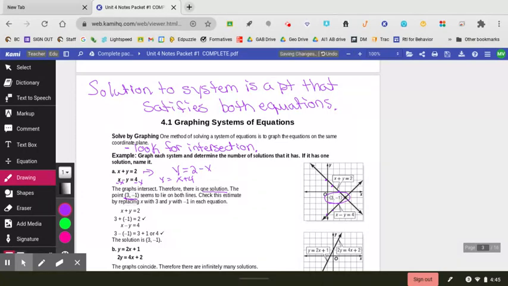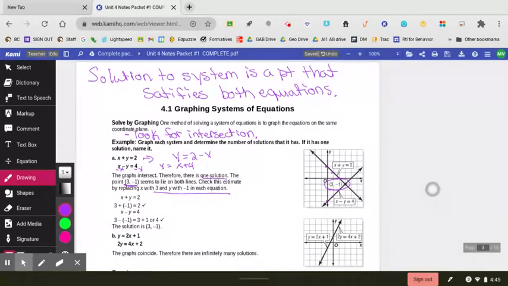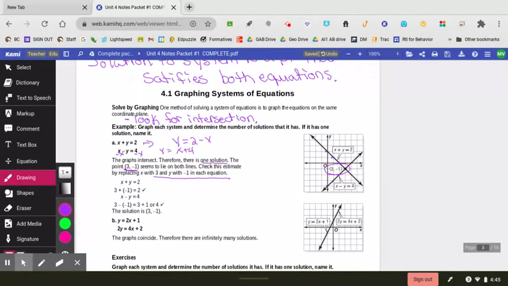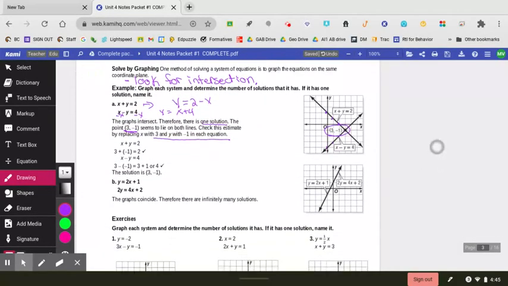I need to check this estimate by replacing x with 3 and y with -1 in each. So I rewrite my equation, x plus y equals 2. I do 3 plus -1 equals 2, and that does check. Then I do x minus y equals 4, substitute 3 and -1, and that does equal 4 as well. Therefore, the solution is 3, -1.